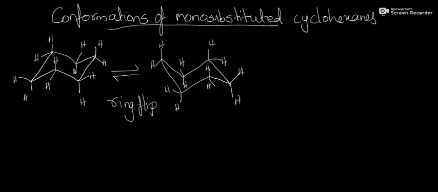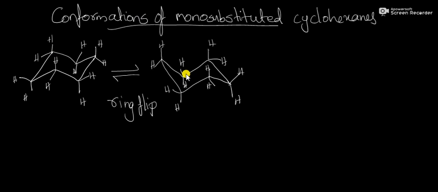Good morning, dear students. Today we are going to discuss the conformations of monosubstituted cyclohexane. We know what is meant by ring flip. At room temperature, the interconversion between the two chair conformations of cyclohexane is very rapid, and during this process all axial bonds in one conformation become equatorial in the other and vice versa.